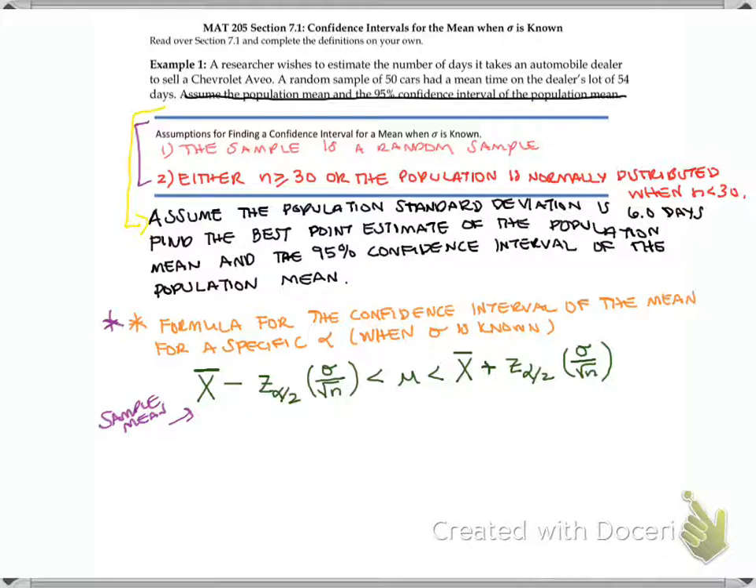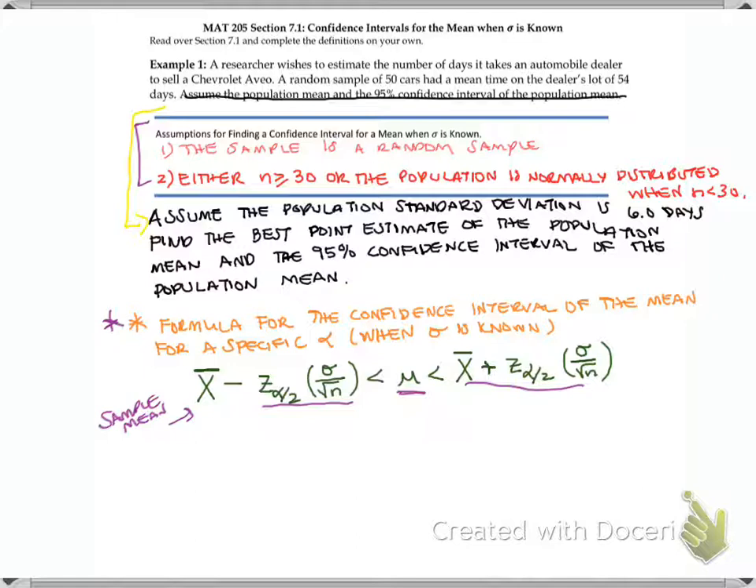your sample mean. Okay, so it's x bar minus z sub alpha over 2, which we'll talk about in a minute, times standard deviation over the square root of n. So I'm looking at this over here, and that's less than mu, the true mean of the population, and the confidence interval is between what I just read on the left and then x bar plus z alpha over 2 times the standard deviation divided by the square root of n, okay?